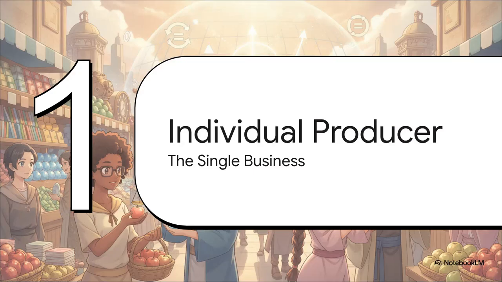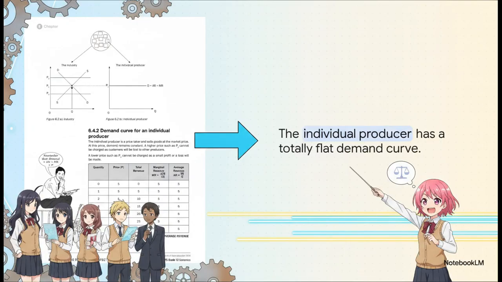Let's transition into Section 3, the individual producer. Now this is where it gets really interesting. Let's contrast the massive industry as a whole against the single individual producer. The overall industry has your standard diagonal supply and demand curves, and those cross to create the market equilibrium price. But remember our friend the price taker? Because they are locked into that industry price, it forces the individual producer's demand curve to be totally flat, just a perfectly horizontal line.